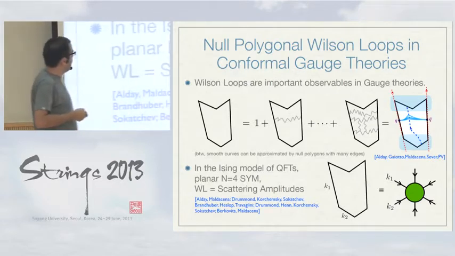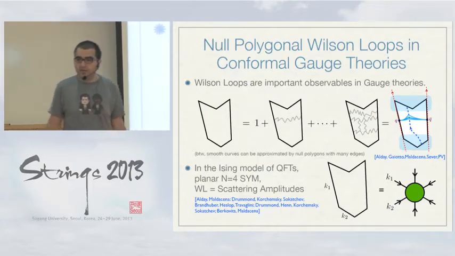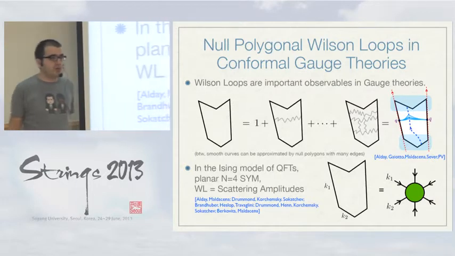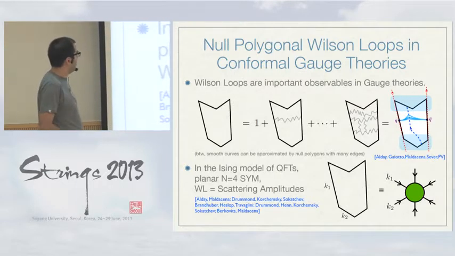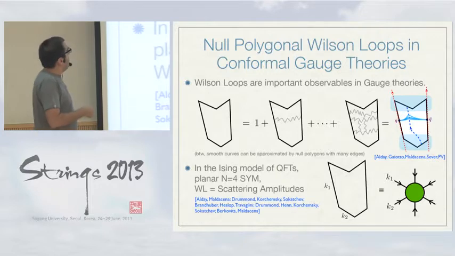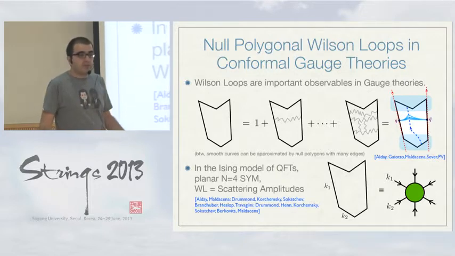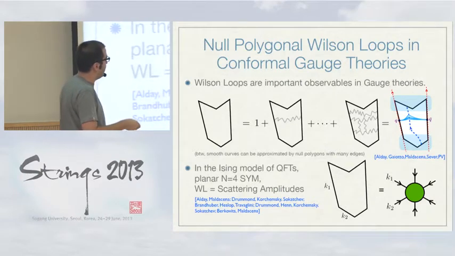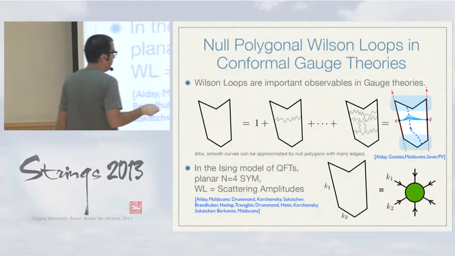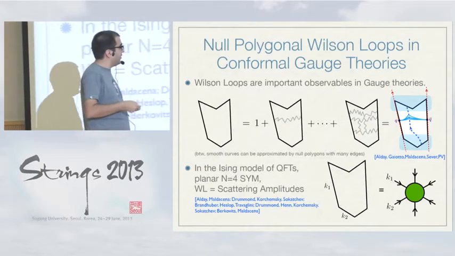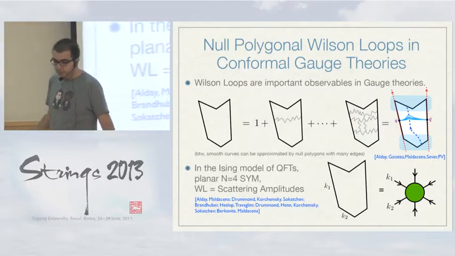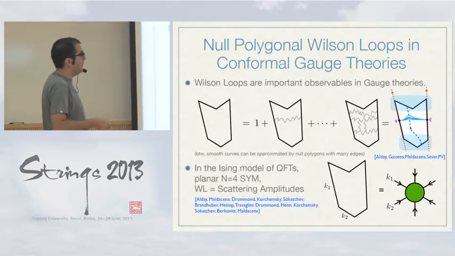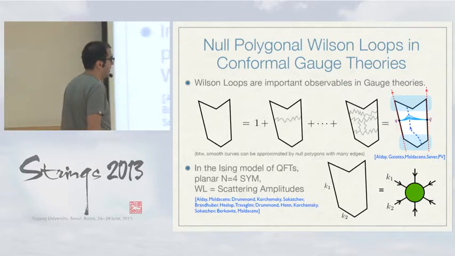In our favorite gauge theory, in what we can call the Ising model of gauge theories, the theory that we all hope to solve and from there to learn a lot about quantum field theory and so on, Wilson loops are equal to scattering amplitudes. So if we can compute exactly the expectation value of these null polygon Wilson loops, we will have access for the first time to scattering amplitudes in non-trivial 4-dimensional gauge theories, 4-dimensional scattering amplitudes.